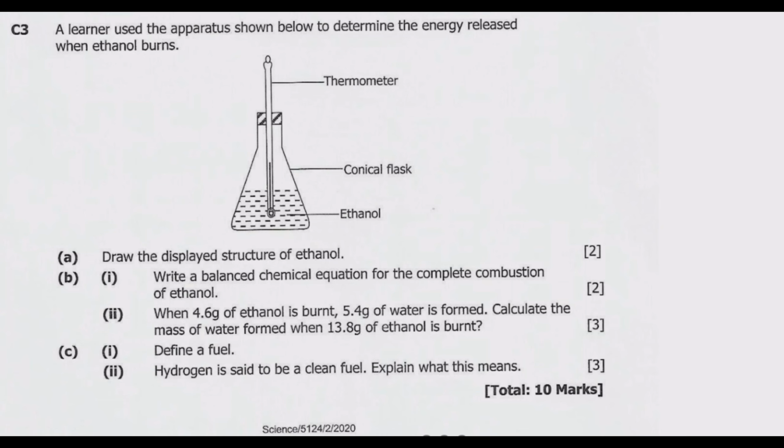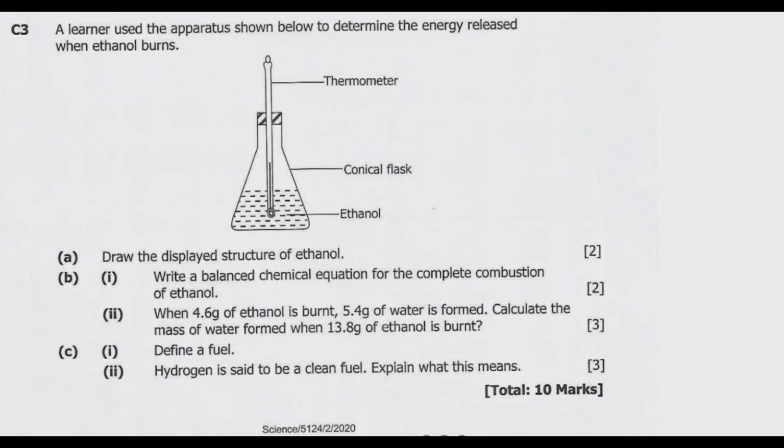This is the 12th episode in a series that has focused on the 2020 Internal Science Paper 2, which is Chemistry. If you haven't seen the last 11 episodes, please check out our YouTube channel. The first episode focused on Section A, then the second episode looked at Question B1. So let us look at this last question.